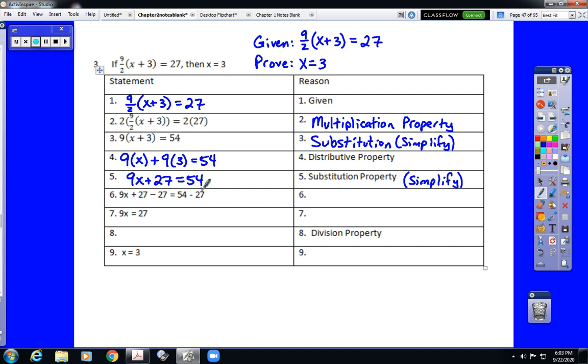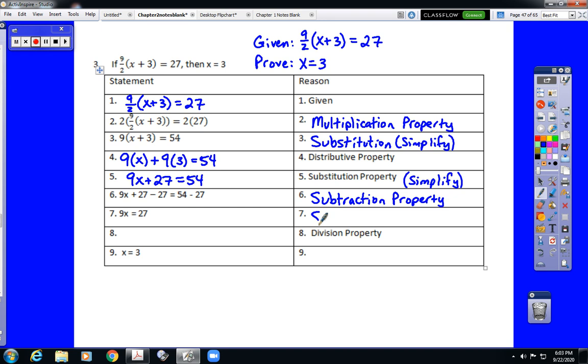Algebraically, the next step in solving this would be to subtract 27 from each side. Notice they have shown that in step 6. It is the same as step 5, except they are subtracting 27 from each side. That is the subtraction property of addition, which says I'm allowed to subtract whatever I want from both sides of an equation, as long as I keep the equation balanced. In step 6, we're showing that subtraction.